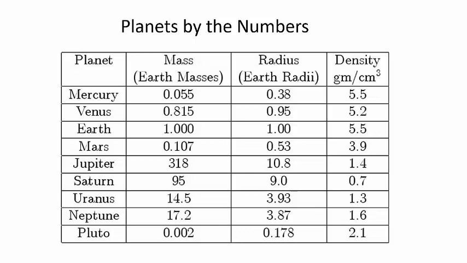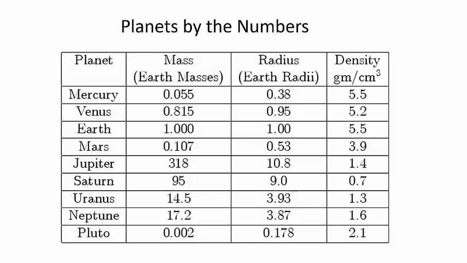The next 4 planets, Jupiter, Saturn, Uranus, and Neptune, are much larger. If you look at the radius column, you can see that Jupiter, as you've always known, is much larger in size. Its radius is 10.8, almost 11 times as great as that of planet Earth. Saturn, not too far behind, is about 9 times the radius of planet Earth, and then Uranus and Neptune, similar in size, about 4 times as large in radius.